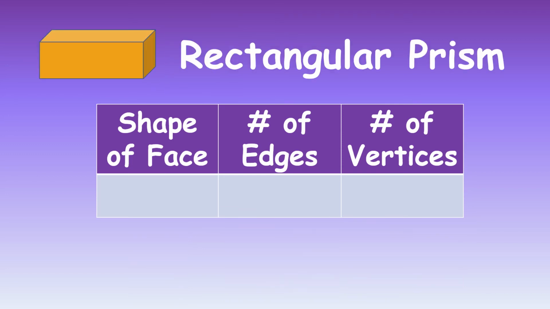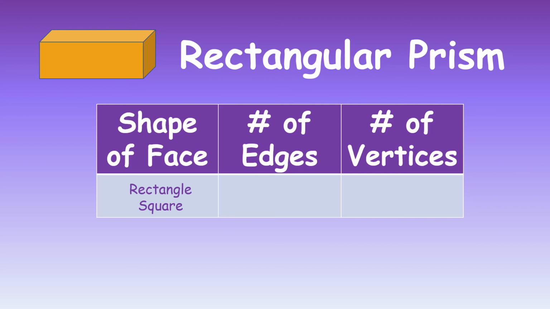Last one, rectangular prism. What is the shape of the face of a rectangular prism? This is a little bit of a trick question, so pay close attention. Think and say it out loud when you know it. A rectangular prism is both rectangle and square for its face shapes.